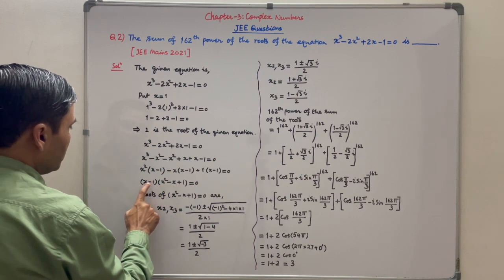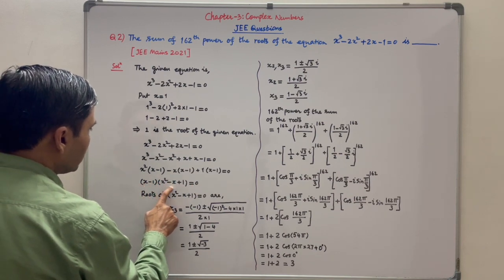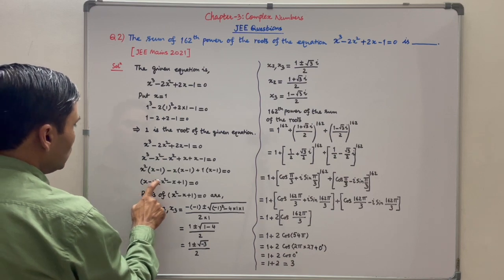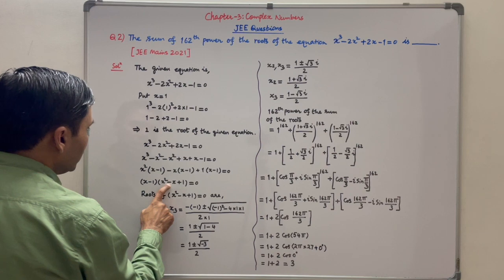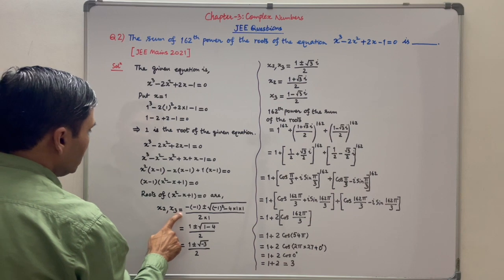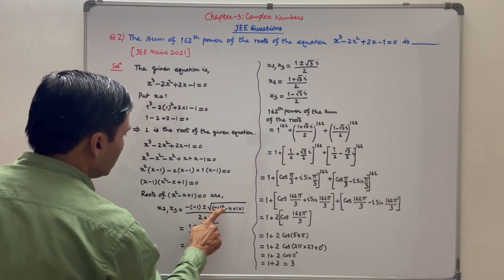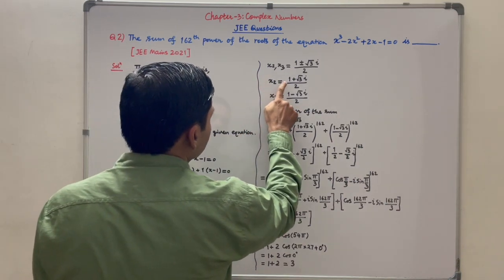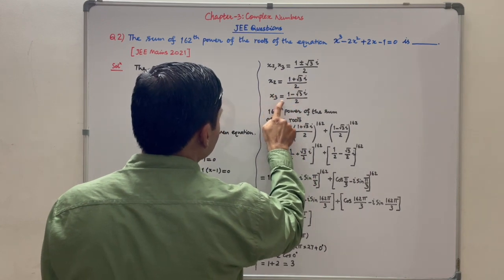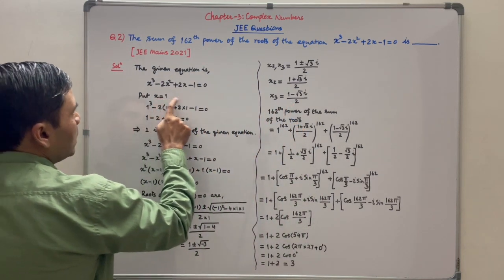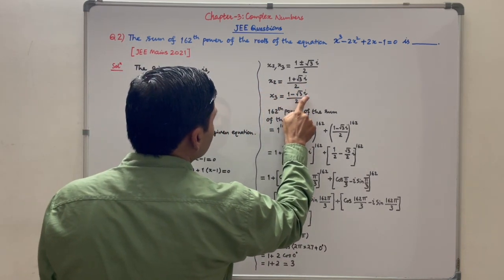This means either x - 1 = 0 or x^2 - x + 1 = 0. We have already seen that x = 1 is one root of the given equation. The other two roots we will find from this quadratic equation. Let us say the other two roots are x2 and x3. So x2, x3 = (-b ± √(b^2 - 4ac))/2a. So x2 and x3 come out to be x2 = (1 + √3i)/2 and x3 = (1 - √3i)/2. So the three roots are 1, (1 + √3i)/2 and (1 - √3i)/2.